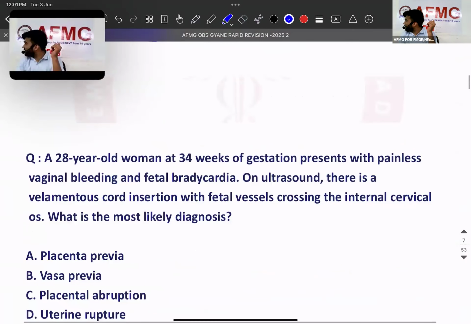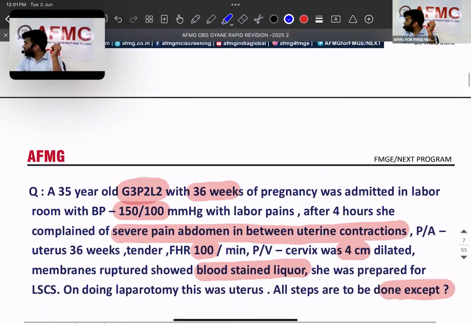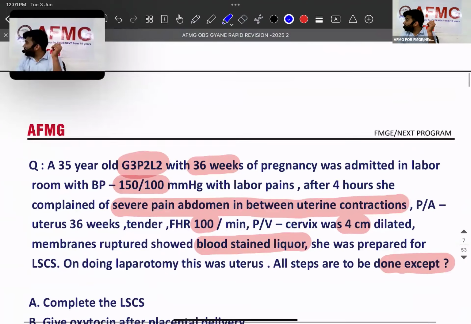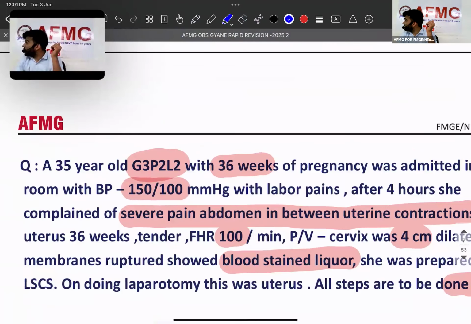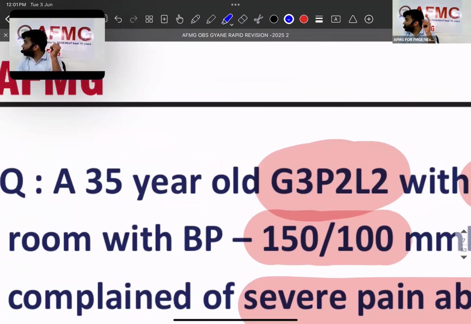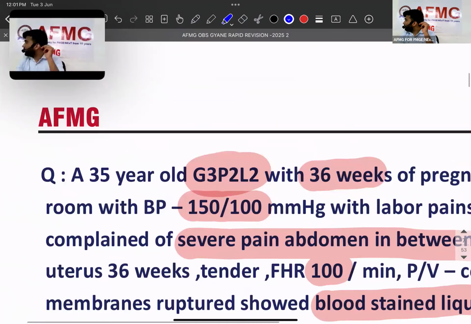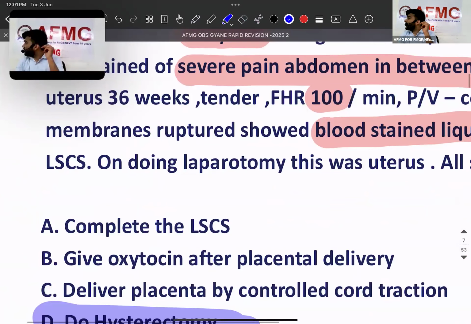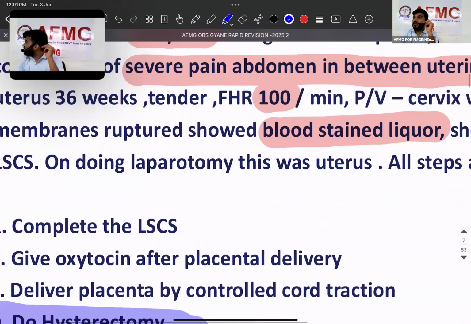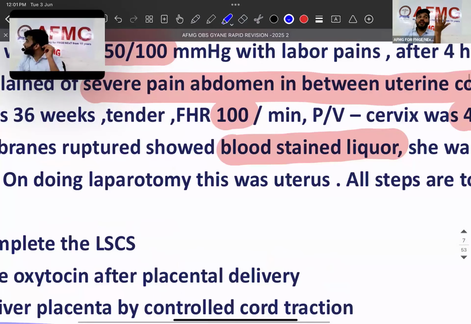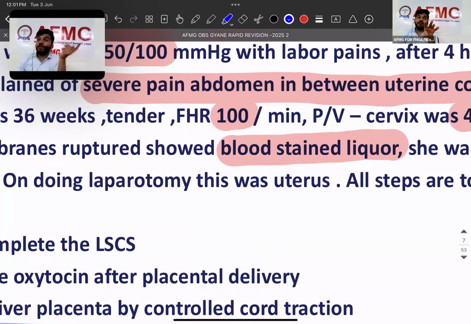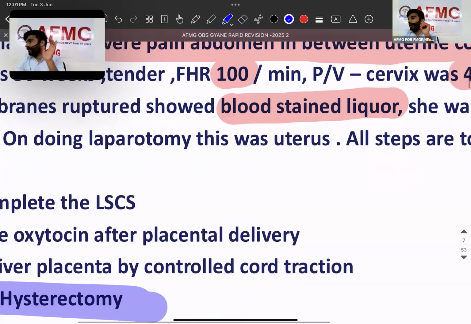Now see, what are the main causes of abruptio placenta? Increased blood pressure. How much was the blood pressure? 150 by 100. Second thing, pain abdomen hint. Third thing, membrane ruptured show blood stained liquor. That means red color amniotic fluid. And red color amniotic fluid indicates hemorrhage. Which hemorrhage? Antepartum hemorrhage. Usually which one? Abruptio placenta. Is that clear? Yes. Now the last one, Vasa previa.